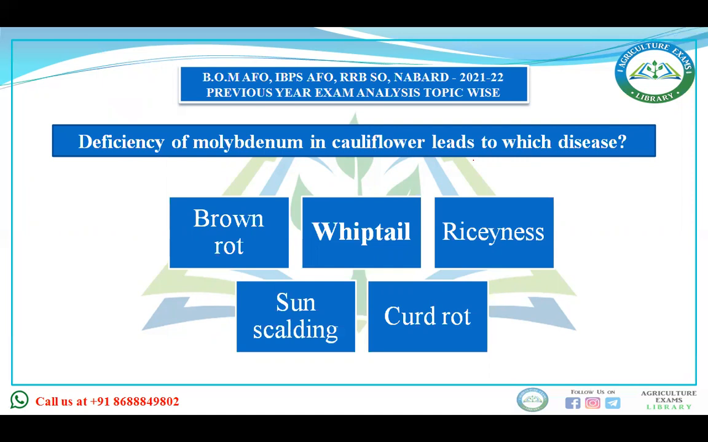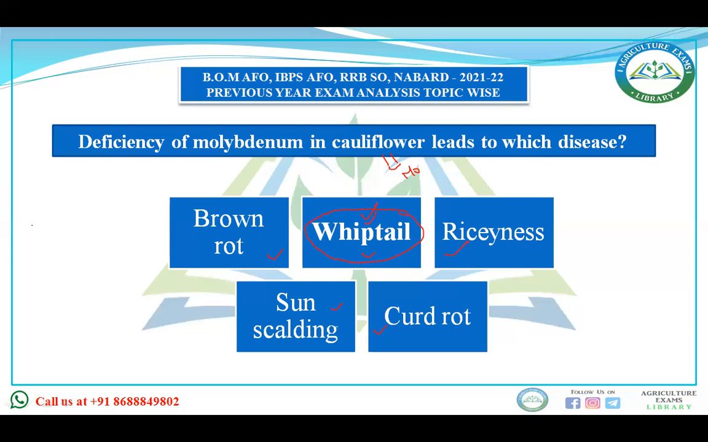Okay, first question is, deficiency of molybdenum in cauliflower leads to which disease? Means the question is asked, if there is a deficiency of molybdenum in case of cauliflower, then it will lead to which disease? Brown rot, whiptail, ricinus, sun scalding, cud rot. Okay. Then due to the deficiency of molybdenum in cauliflower, whiptail occurs. Whiptail of cauliflower is due to the deficiency of molybdenum.